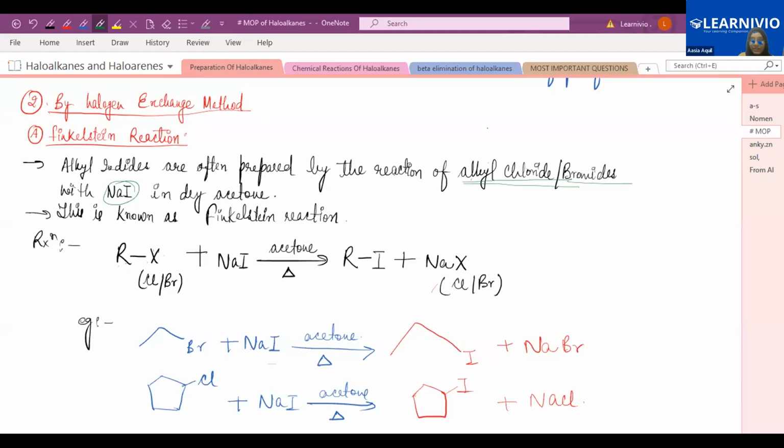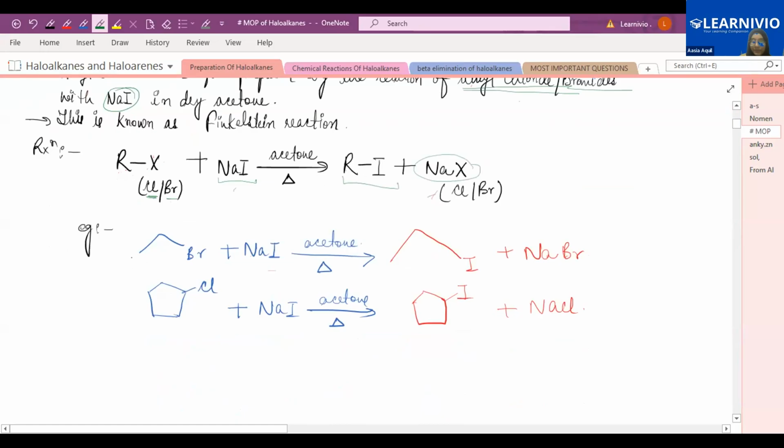For example, when you take the alkyl halide, the halide should be either chlorine or bromine, so alkyl chloride or bromide. When you treat it with sodium iodide in the presence of acetone and give heat, the product formed is alkyl iodide, and NaX, the sodium halide, will be evolved out.